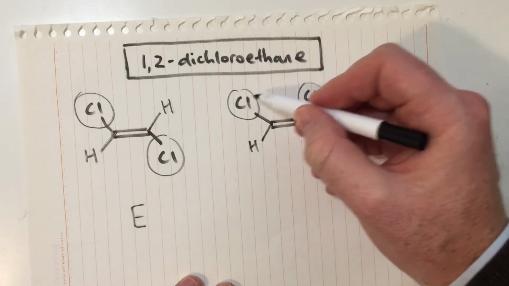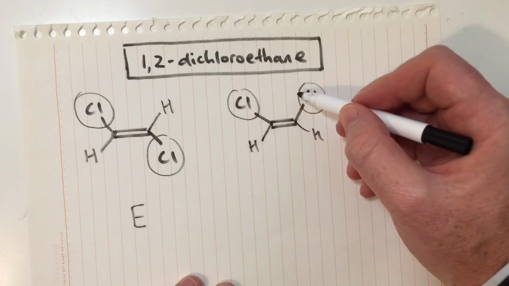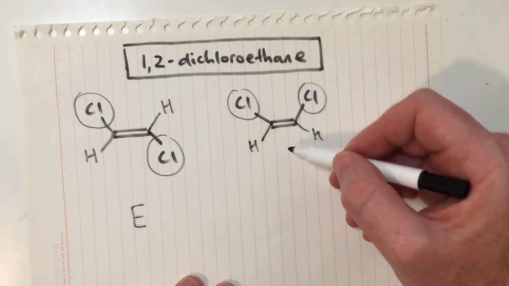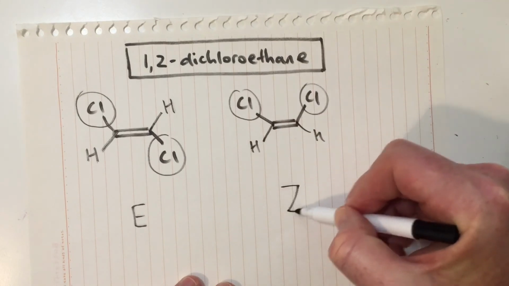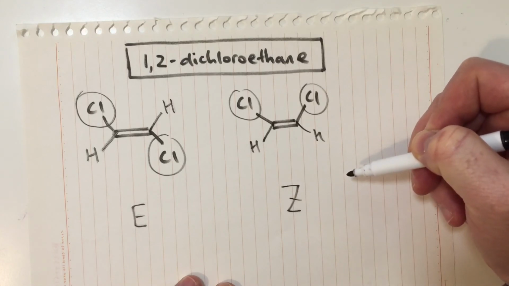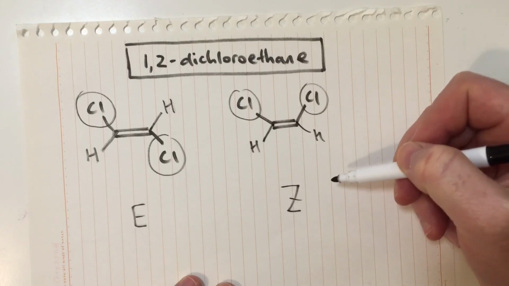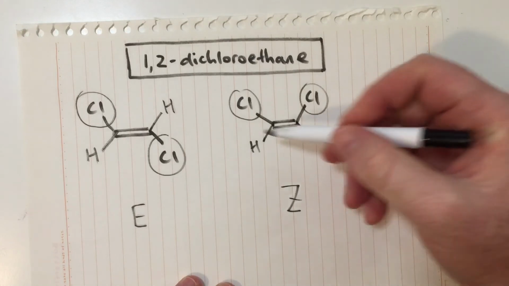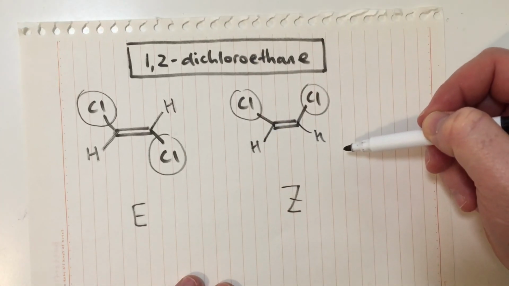Now if you look at the two high priority groups, they're close together on the same side of the double bond. And when they're close together like this, we give that the label Z from the German zusammen, meaning together. So that's the EZ system for unambiguously naming diastereomers.